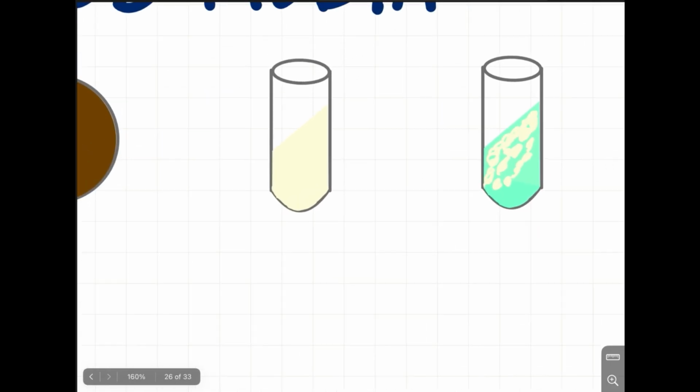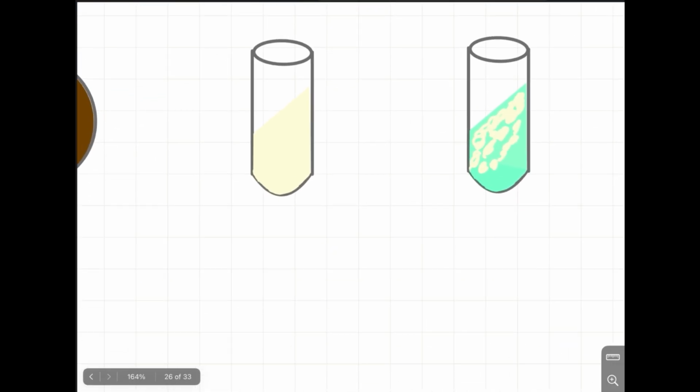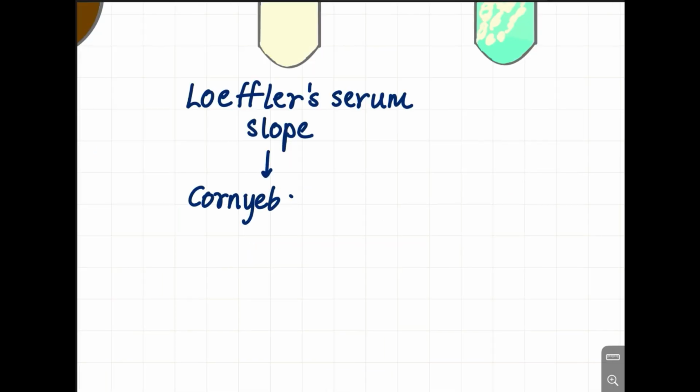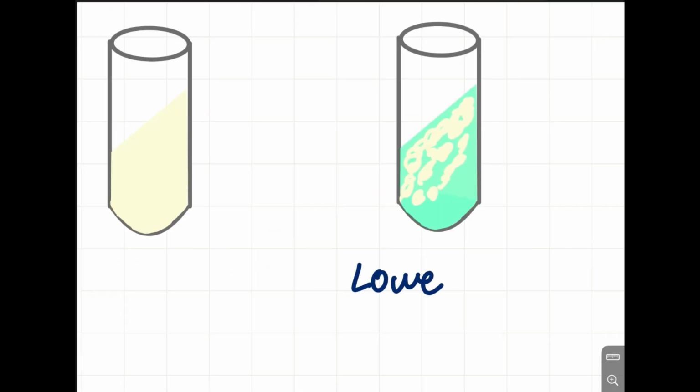The next one is Loeffler's serum slope. Only thing to remember about this is that it is used for Corynebacterium diphtheriae and it gives result in 6 to 8 hours.